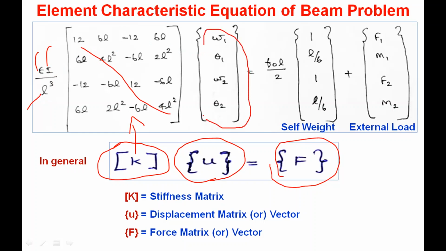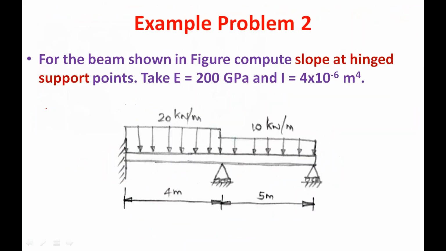Degrees of freedom are given here as nodal parameters, and here F0 is the load intensity of the UDL, and this part is the external force and moment, we can say boundary terms. So now with this element characteristic equation we are able to solve any type of beam problem. So we will take up one example in this part. This is the example problem we are going to consider.